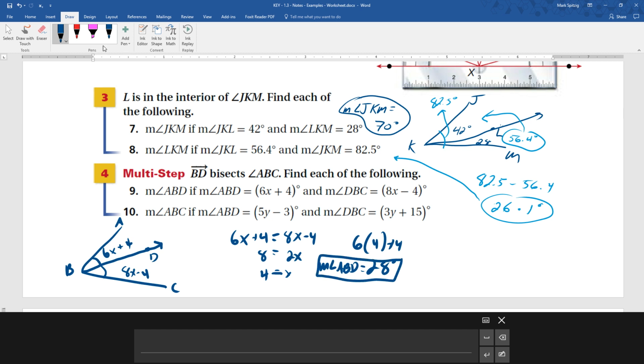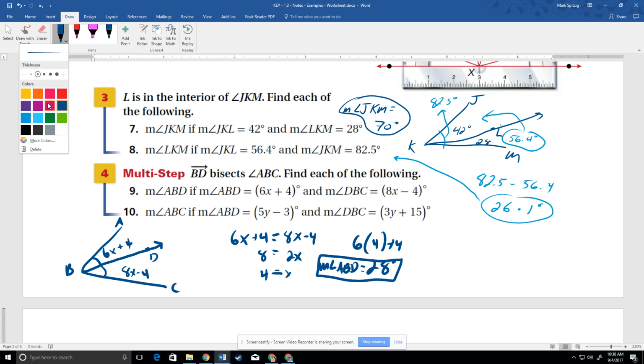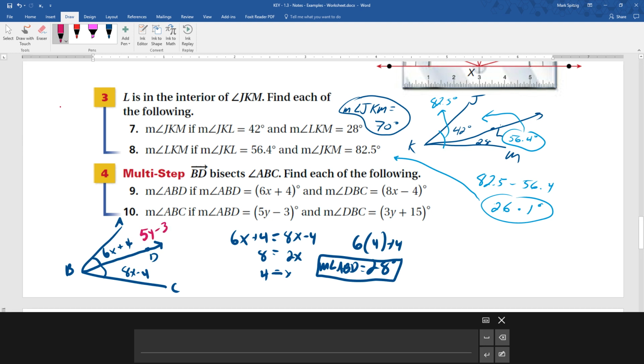All right. And then we'll do the next one in this color, sure, because the diagram is essentially the same, right? So in this case, though, we have ABD is 5y minus 3, and we have DBC. DBC is 3y plus 15. So the setup is pretty much the same thing, right? Those two things are equal to each other. So in this case, 5y minus 3 equals 3y plus 15. We get 2y if we subtract 3y, and then we're going to add 3 to both sides. We get 18, so y equals 9.